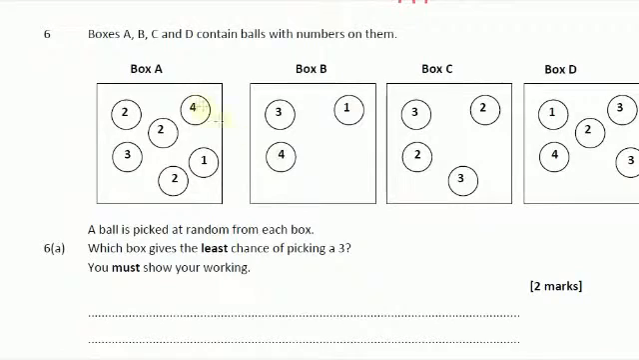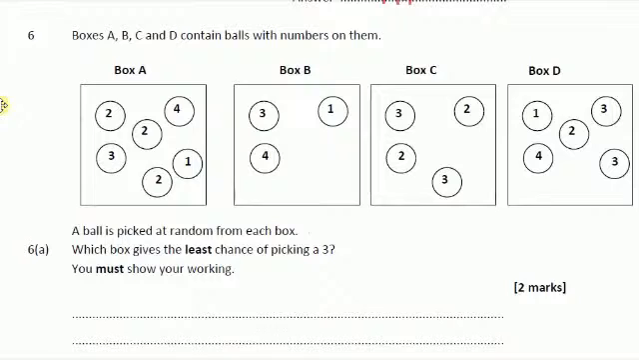Question number 6. Says boxes A, B, C and D contain balls with numbers on them. So we can see the different numbers in there. Move it across a bit. There you are. A ball is picked at random from each box. Which box gives the least chance of picking a 3?